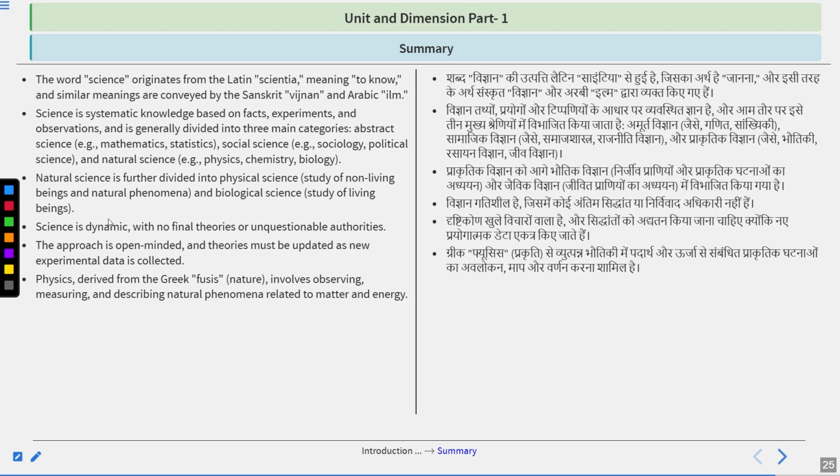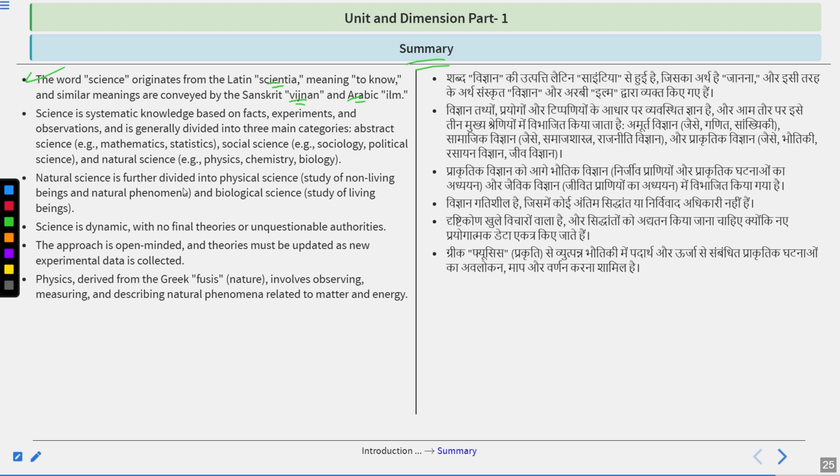So here we have finished the topic. Now it's time for the summary. We have talked about the word science, originating from the Latin scientia, meaning to know, and also covering words like Sanskrit Vigyan and Arabic ilm. Science is systematic knowledge based on facts, experiment and observation, generally divided into 3 main categories: abstract science, mathematics, statistics; social science, sociology, political science; natural science, physics, chemistry, biology. Natural science is further divided into physical science, the study of non-living things and natural phenomena, and biological science, the study of living beings.